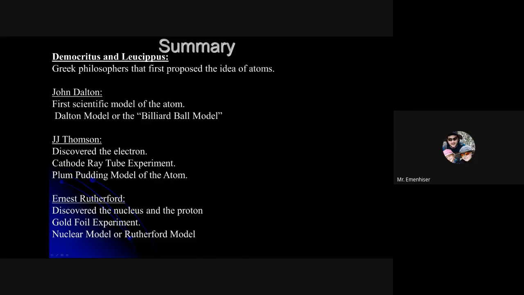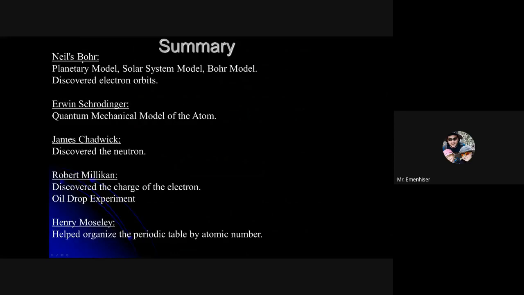He did the gold foil experiment. His model was called the nuclear model or the Rutherford model, named after him. And actually, J.J. Thomson was his teacher, and then Ernest Rutherford was a teacher of another one of these guys, I think Bohr. Niels Bohr came up with the planetary model of the atom, solar system model, or Bohr model, and he discovered that electrons are in orbits.